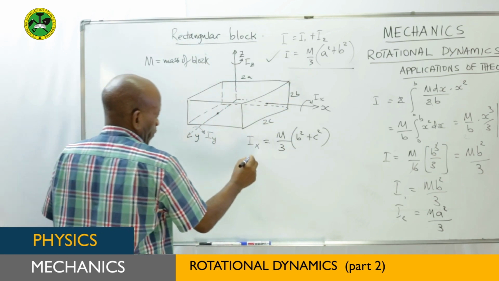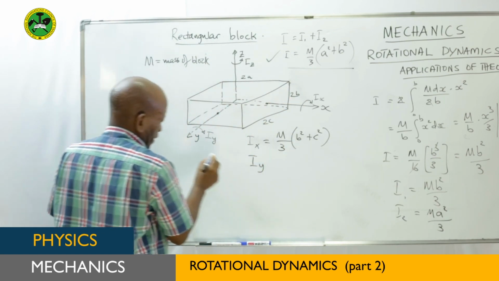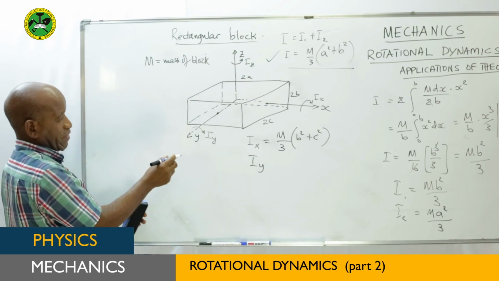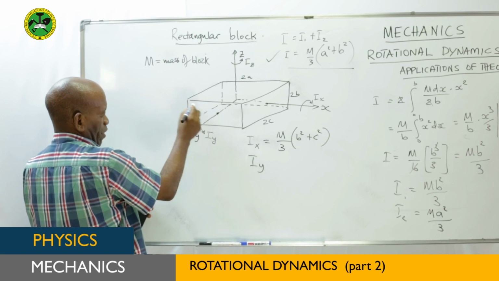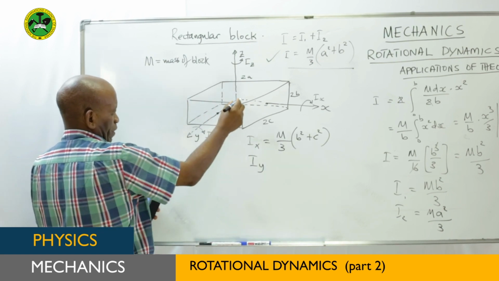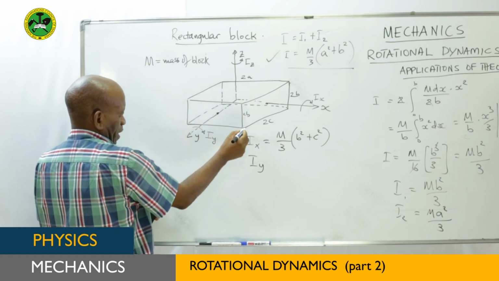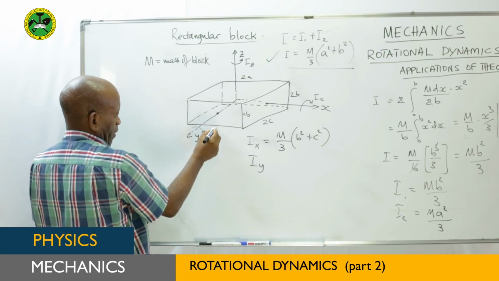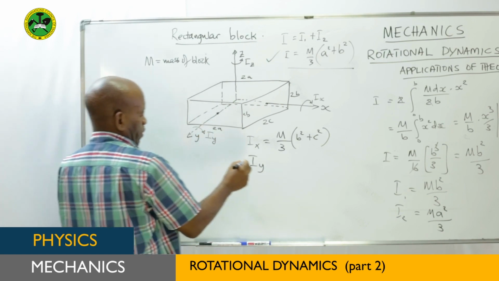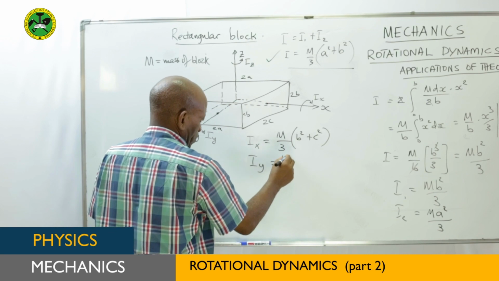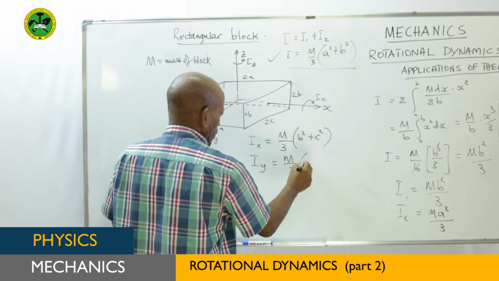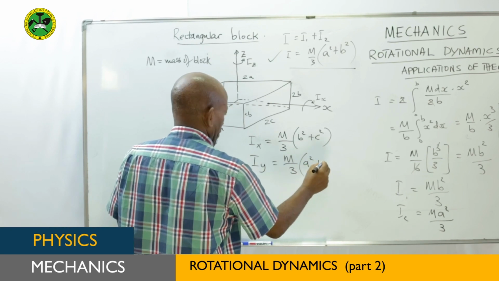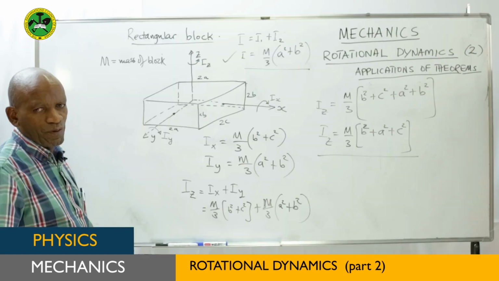In the same way, if I look at the moment of inertia whenever it's rotated about the y-axis, remember the axis is protruding at the center of this particular surface. The side here is 2b and this side is 2a. So this moment of inertia will be equal to m over 3 times a squared plus b squared.